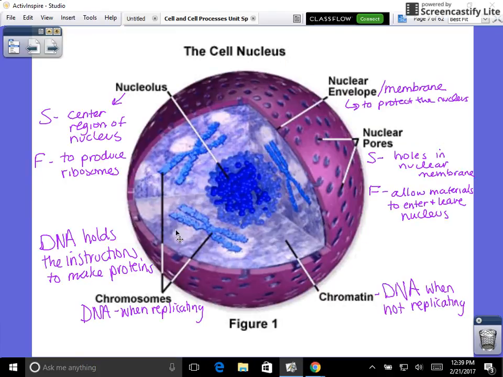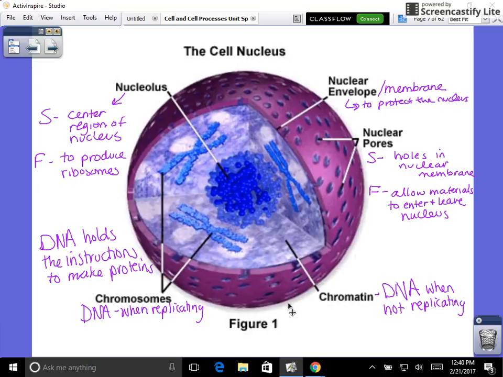Another important structure is the nucleus. The nucleus itself has several components that you're responsible for understanding. One of the first things to point out is that the nucleus has its own membrane, sometimes called the nuclear envelope, that's there to protect what's inside of the nucleus. The nucleus also has pores, or small holes, that allow material to enter and leave the nucleus.